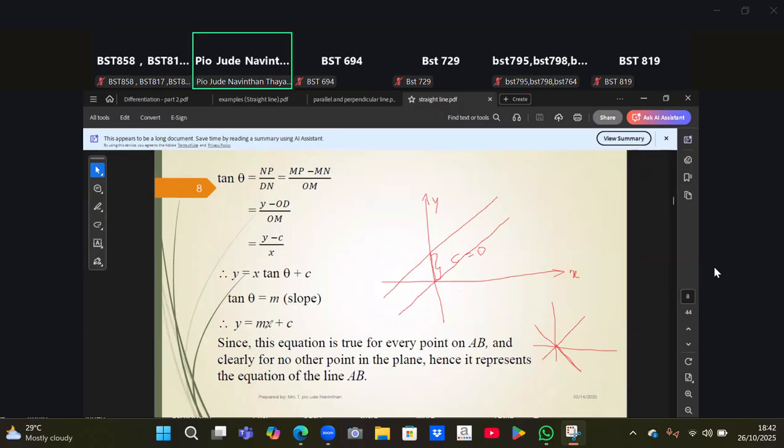There is no slope. If there is no slope, then what will happen? This we also studied. No slope means m is equal to 0. So y is equal to c, and this is parallel to the x-axis.